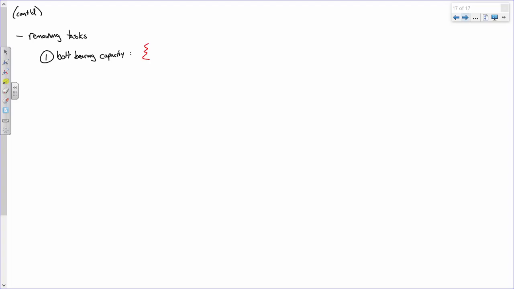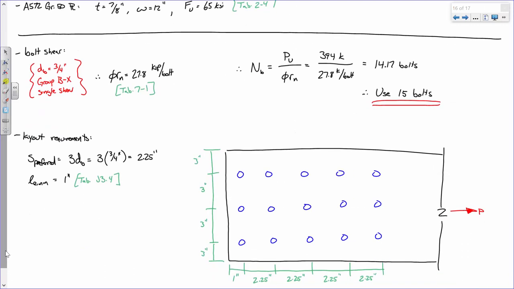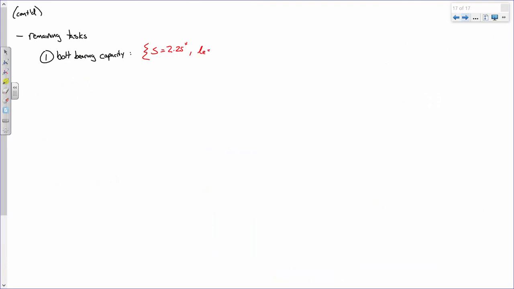Now, remember, bolt bearing capacity, a couple things. Number one, it always has two cases, but in this problem, those cases are the same, right? Those cases are the same because the plate transfers load that way and the plate transfers load that way are the exact same. So I only need to check one of them, okay? And in order to do that, I need a couple quantities. I need an S value, which is going to be 2.25, right? That's the spacing along the load, right? So I'm going to use the 2.25, not the 3 inches, right? I've got an edge distance of 1 inch. I need a thickness of 7/8. I need an FU of 65 KSI.